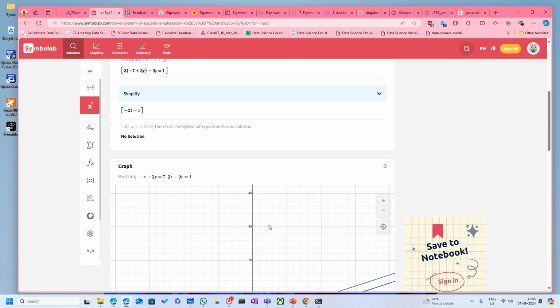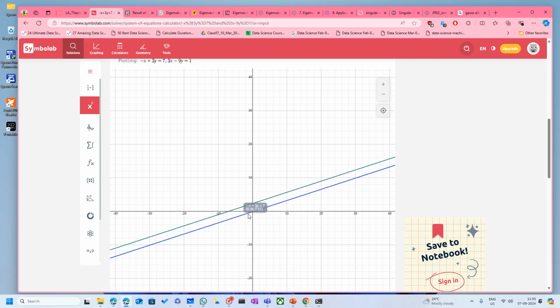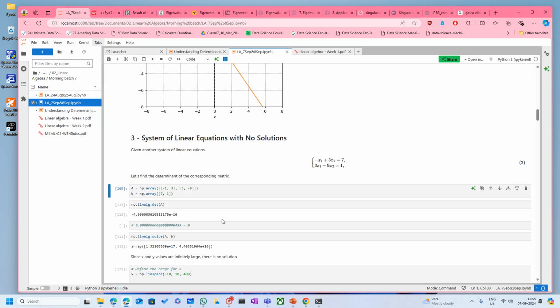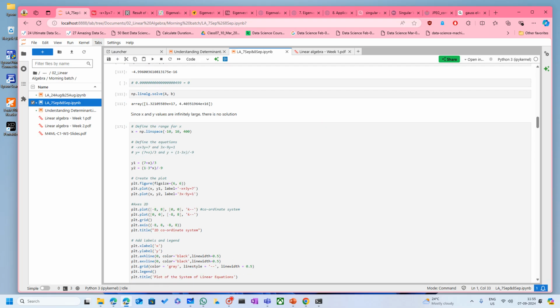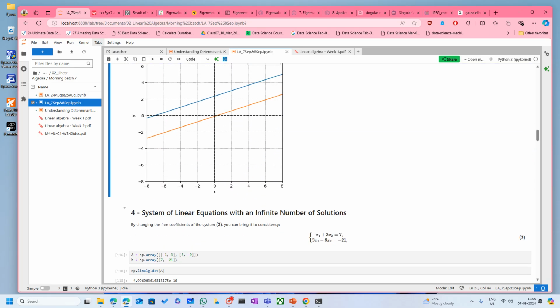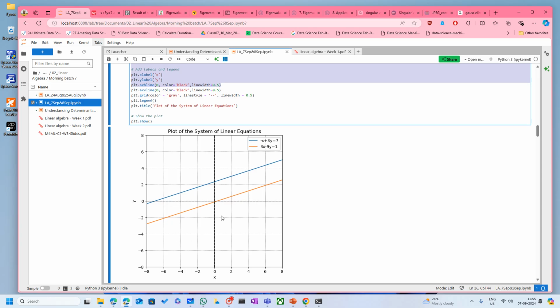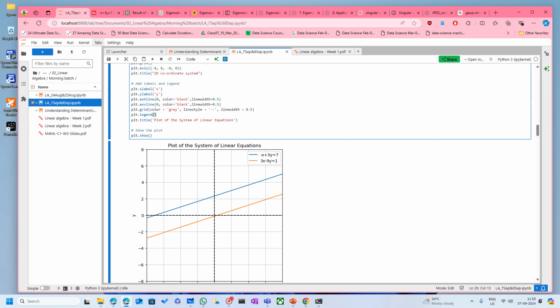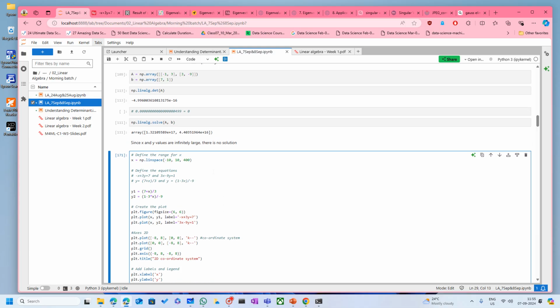And if you notice, these two lines are parallel to each other, that means they have no solution, they never meet. Only if they meet do they have one unique solution. If they don't meet, they don't have any solution. This can be pictured by plotting. If we plot it, we'll get these values. They are parallel to each other, they never meet, so they don't have any solution.